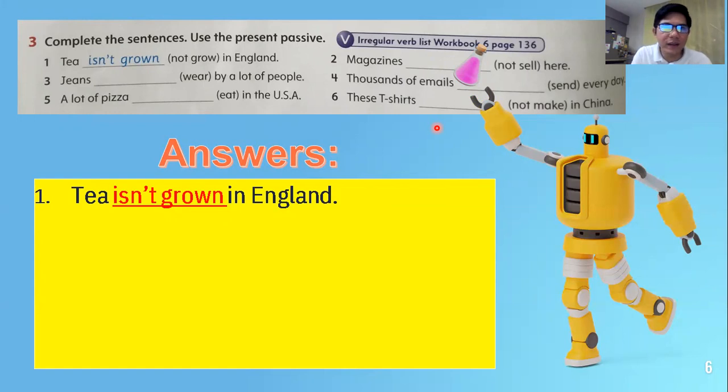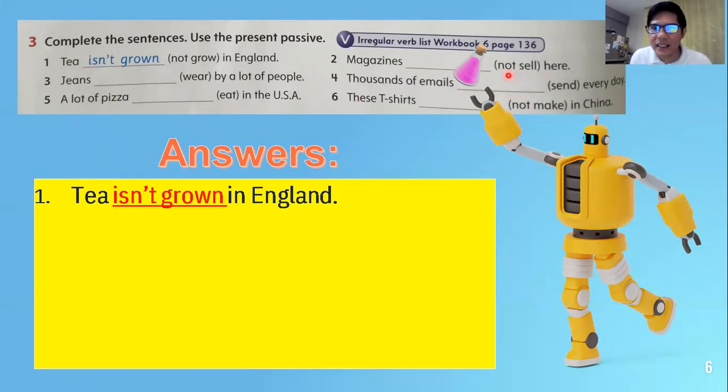Okay, number one is given. Take note, our verb is not grow. So the answer is, tea is singular, so we use isn't grown. I will read: Tea isn't grown in England. So that's number one.